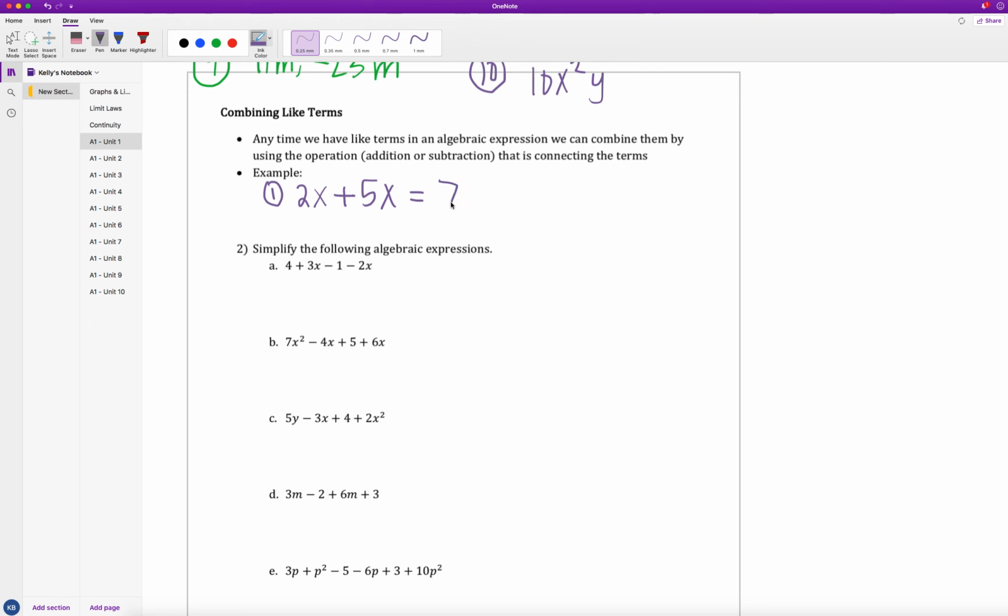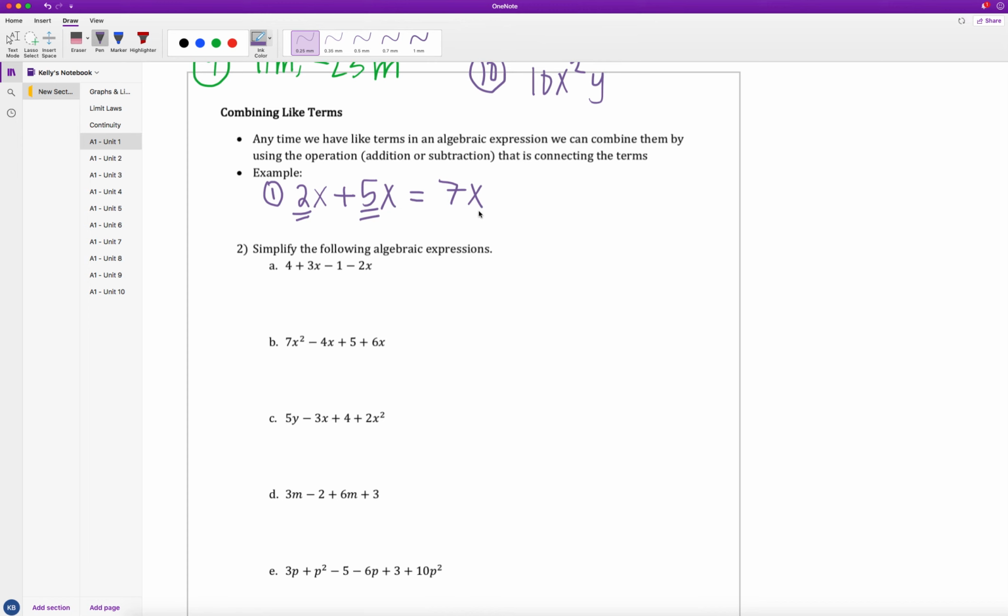So the quantity of the variable does not change. So when I have 2x plus 5x, what I am adding together is the coefficients of our like terms. So the 2 plus the 5 gives me 7, and I have 7x of those. You can think about this as a quantity of something.